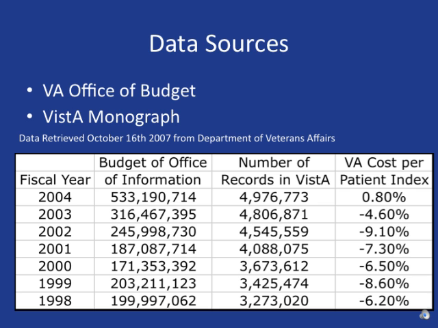All data concerning the VA and VISTA can be found at the VA website, specifically at the web pages for the VA Office of Budget and the VISTA monograph page. The numerical data that we will be analyzing was retrieved on October 16, 2007 from the Department of Veterans Affairs. The data covers fiscal years 1998 to 2004.